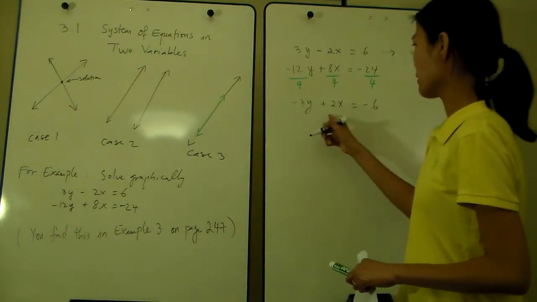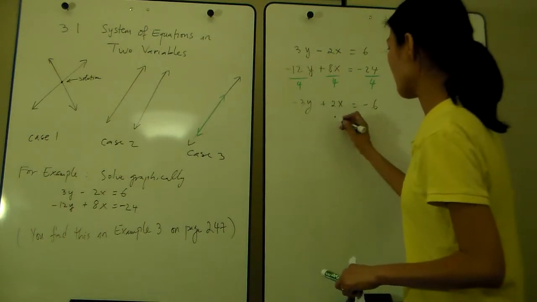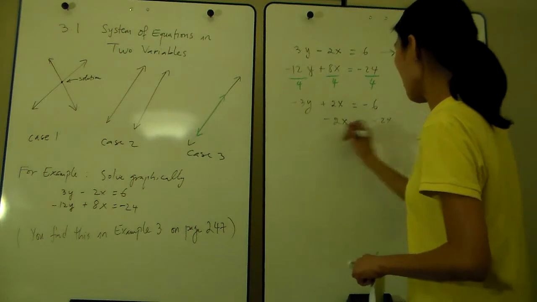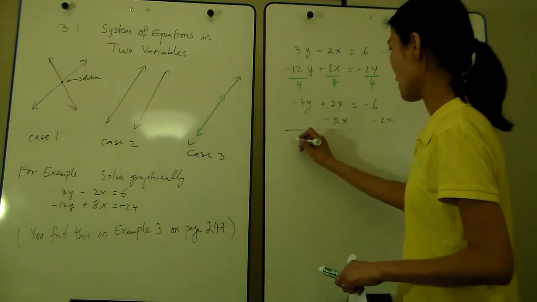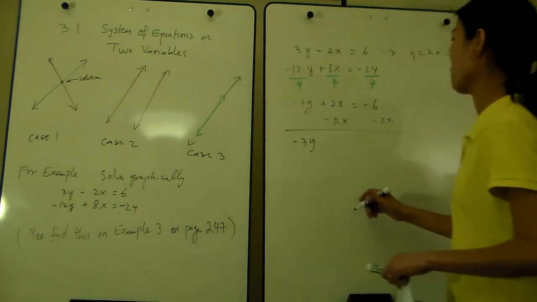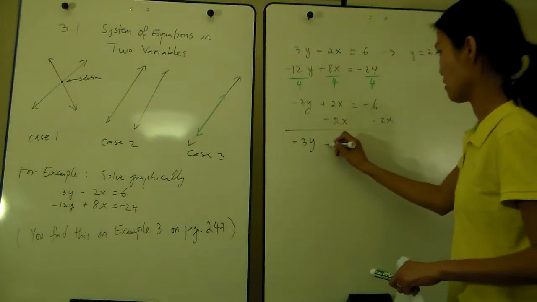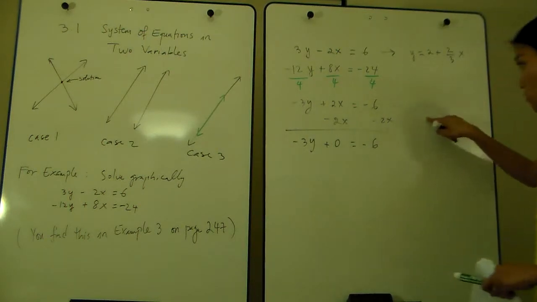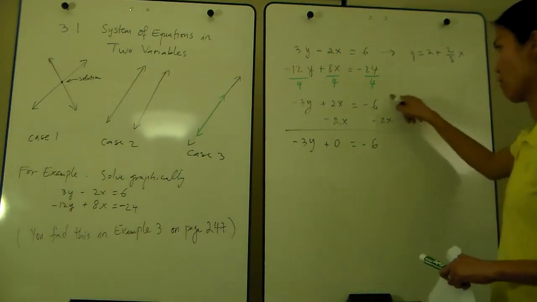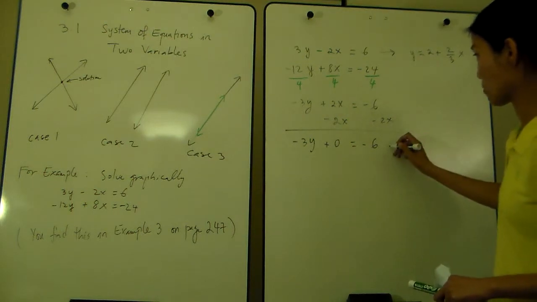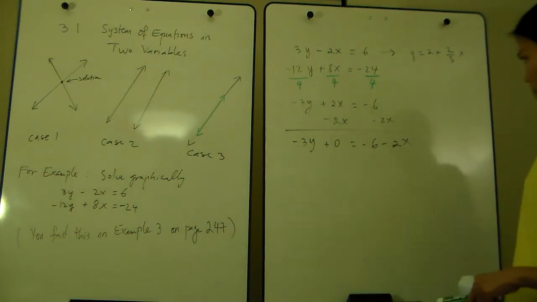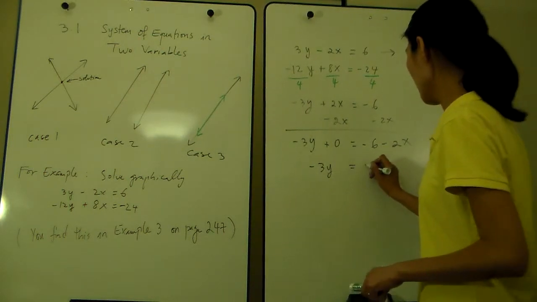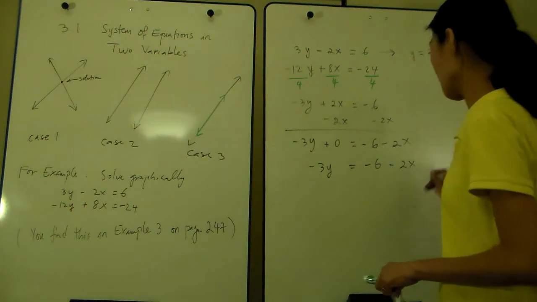Now solve for y. So that means we need to remove this 2x, so subtract 2x on both hand sides. Combine negative 3y plus 0 is negative 3y. 2x subtract 2x is 0. Negative 6 plus 0 is negative 6. There's no constant term here. The same thing, there's no variable term here, means 0. So 0 subtract 2x is negative 2x. Okay. Simplify here. We get negative 3y equals negative 6 minus 2x.